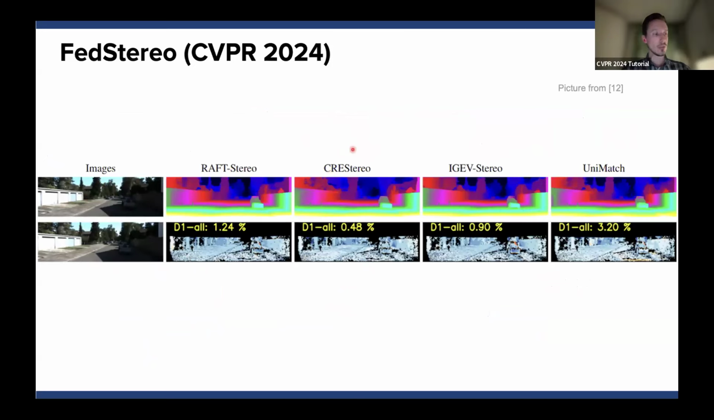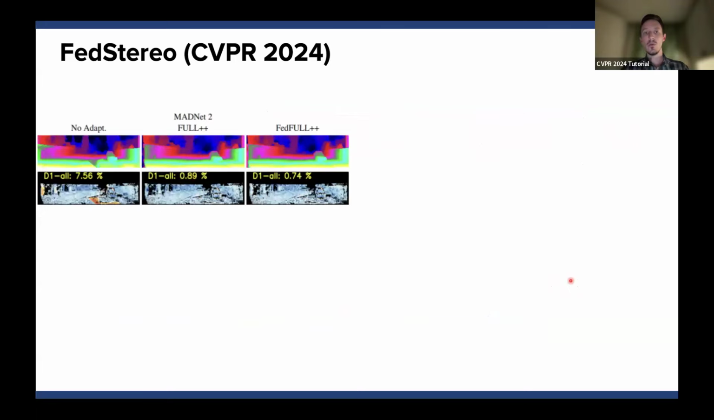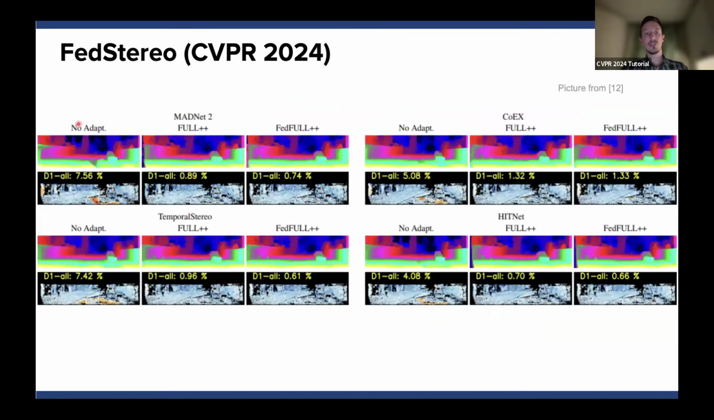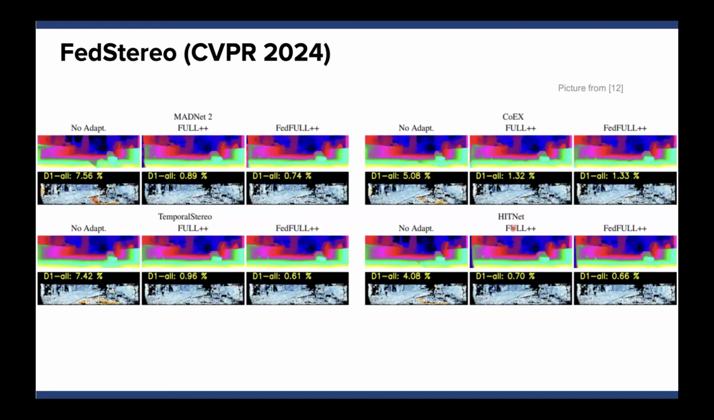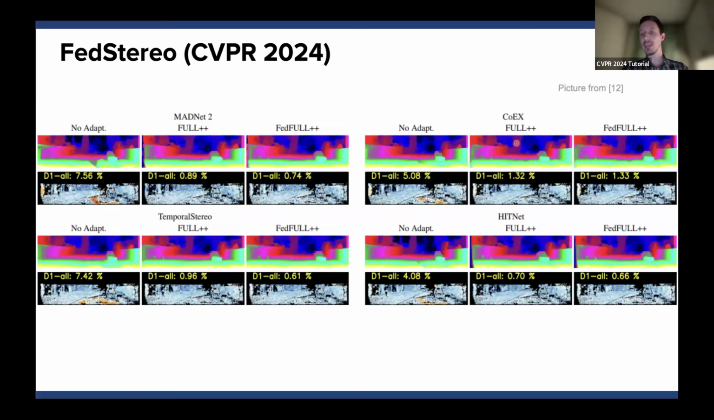Okay, yeah, I conclude this slide by just showing some qualitative results. So we have some real-time architectures that, while not running any adaptation, perform poorly. While if they run a single domain adaptation they can improve, as seen by looking at the full plus-plus labels. And finally, by running the federated adaptation, they can improve even further.